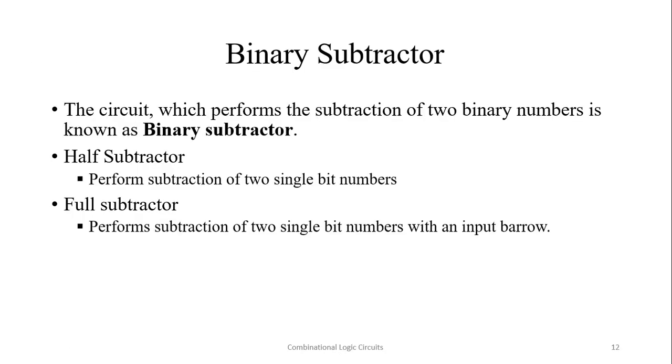Binary subtractor. The circuit which performs the subtraction of two binary numbers is known as a binary subtractor. A half subtractor performs subtraction of two single bit numbers, and a full subtractor performs subtraction of two single bit numbers with an input borrow. Here we have a borrow. In an adder we have a carry.